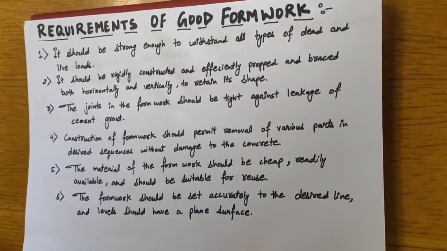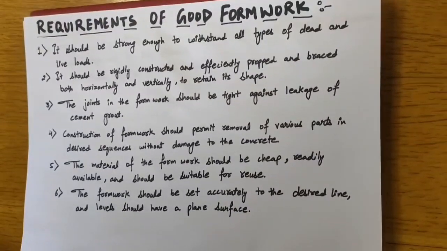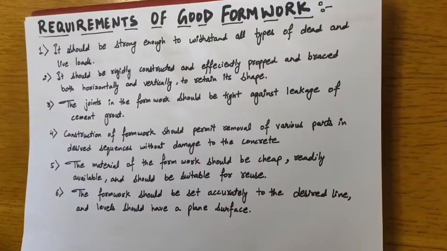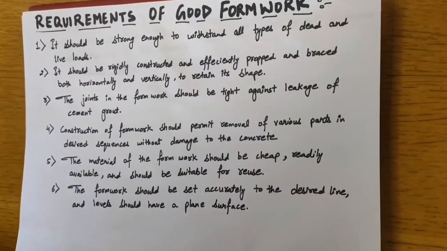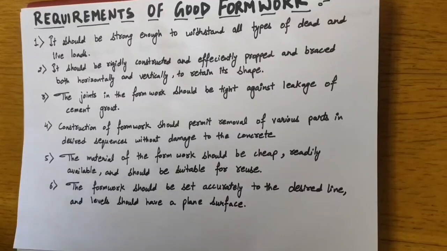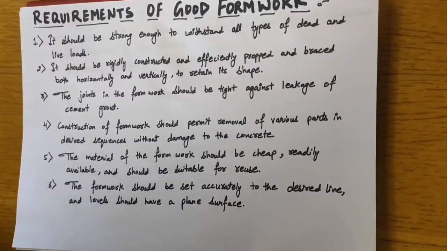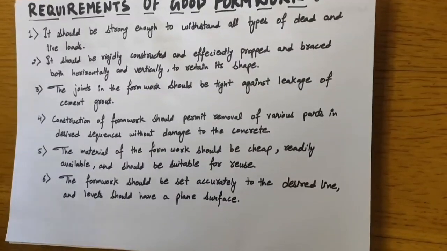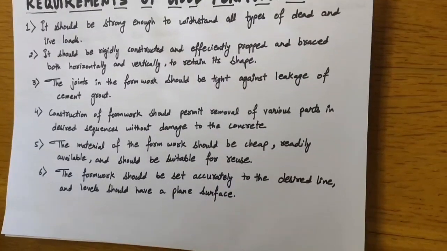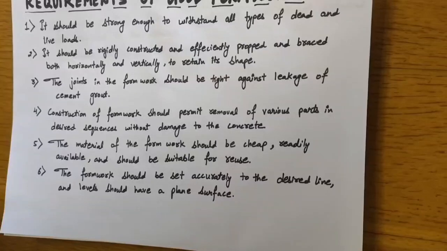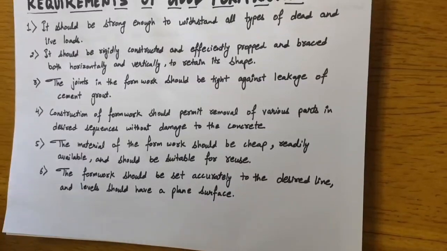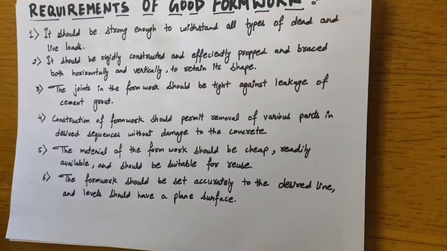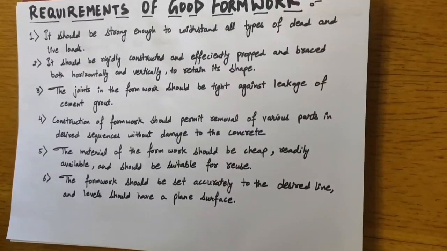It should be strong enough to withstand all types of dead and live load. Dead load is like the weight of wet concrete, and live load is the people moving over the formwork. Like when we construct the formwork for a slab, there are people moving over the formwork, so that is live load. And dead load is any kind of load of machines or the concrete itself.